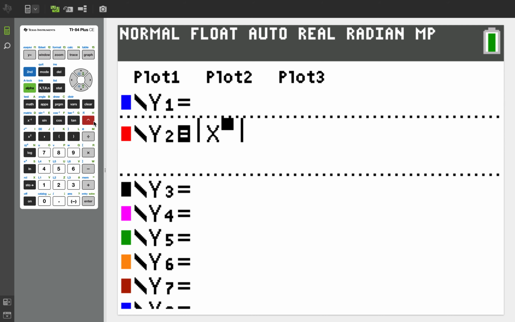x cubed, subtract 4x, arrow out, and then I'm going to subtract that 7 to the other side, and then I'm going to add the x from the other side. So that equation is now set equal to 0. And now I'm just going to look for the zeros.